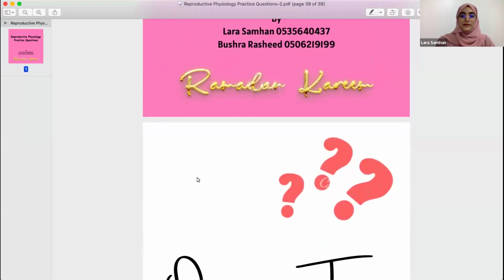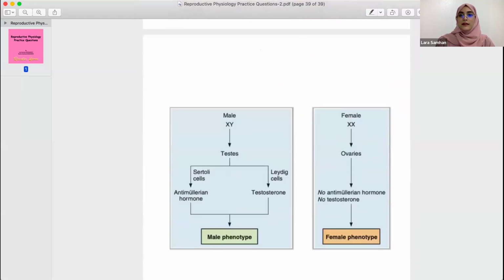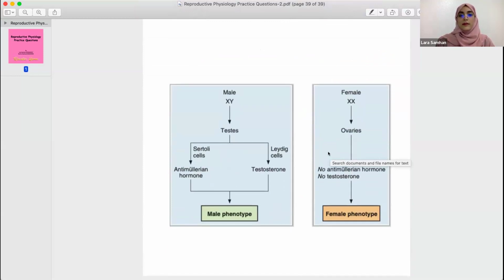So let's start off with the questions. Before starting, we would like to have a very quick review of what our scope in this session will cover. Since we're going to cover physiology practice questions about reproduction, we're going to talk about the male and female chromosomes to have a general idea, and then inshallah we're going to start solving the questions.